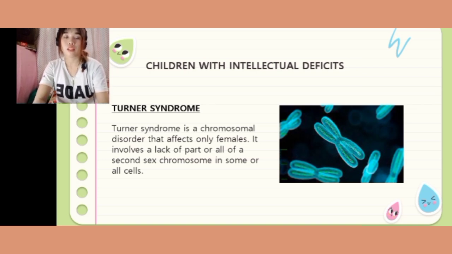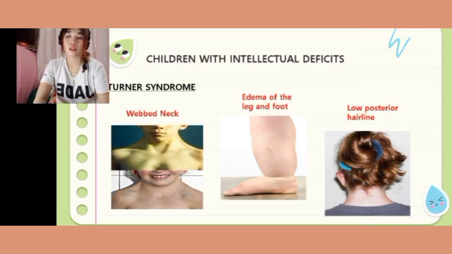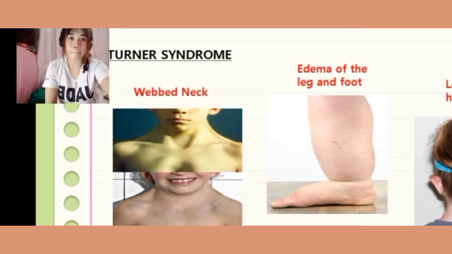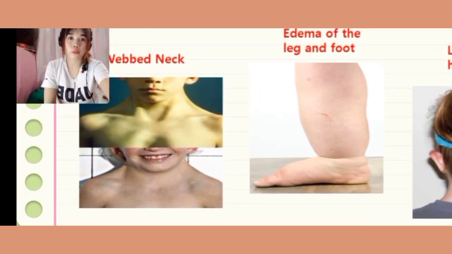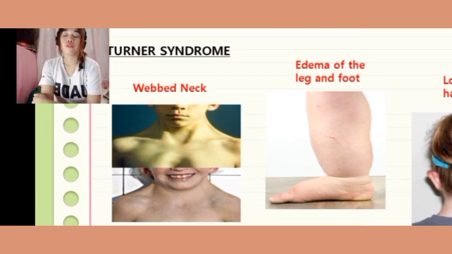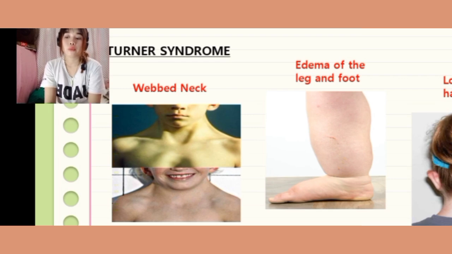So here we have an example of Turner syndrome. Try to look at the example picture right here, everyone. As you can see, this is the web neck. The neck of the child is not normal, and we can see that it is wide compared to our normal neck, and that's what we call web neck.